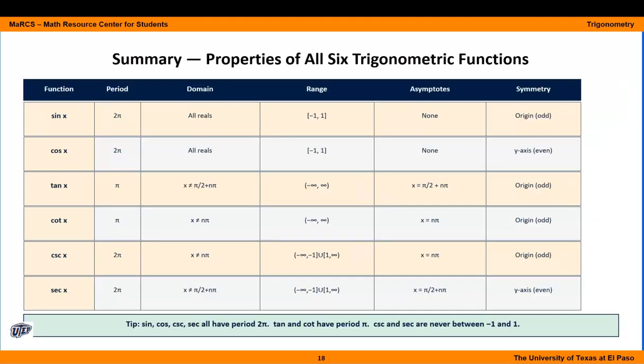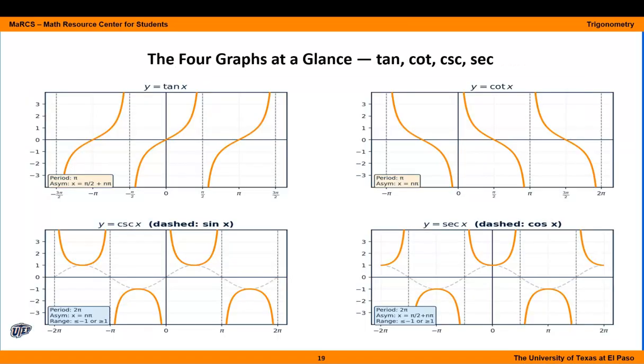This table compares all 6 trig functions. Pay attention to period, asymptotes, and symmetry. These patterns will help you quickly identify each function. Seeing all 4 graphs together helps reinforce the patterns. You can compare how asymptotes behave and how the shapes differ.